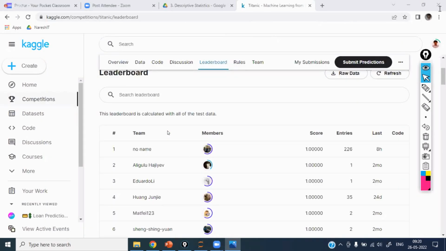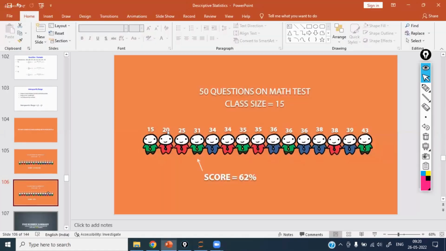Something we are discussing again. We are discussing the percentile, and don't confuse it with the percentage. Percentage is fixed with your own, whereas percentile is dependent on the others. Okay.